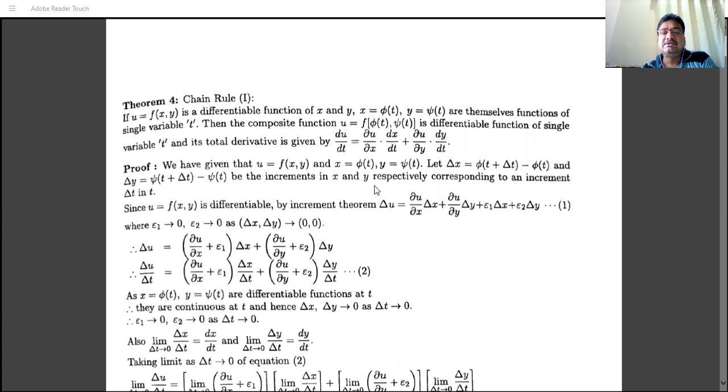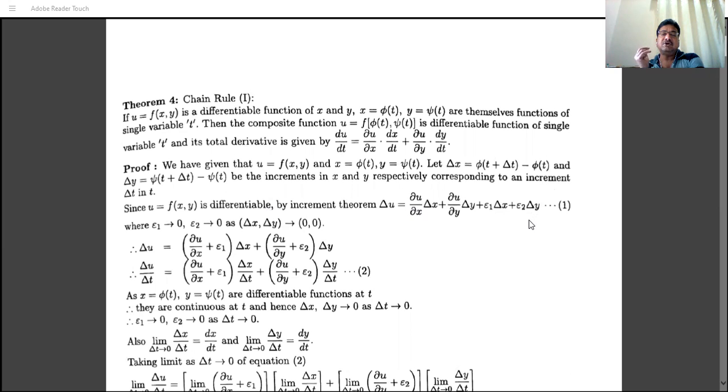So if we change t by delta t, then the changes in x and y are delta x, that is phi t plus delta t minus phi t, and delta y, which is equal to psi t plus delta t minus psi t. As u is equal to f of x y is differentiable, by the increment theorem, or the definition of differentiability, delta u is partial u by partial x delta x plus partial u by partial y delta y, plus epsilon 1 delta x plus epsilon 2 delta y.